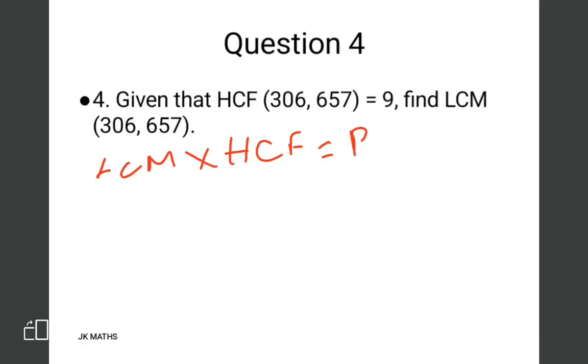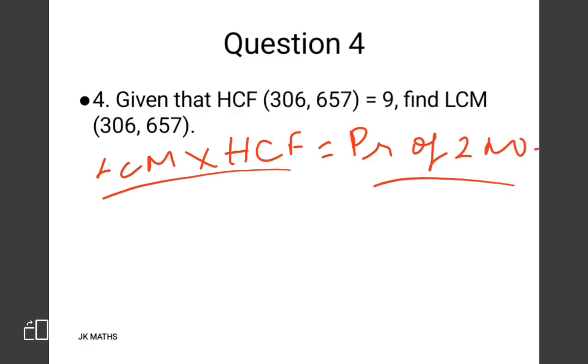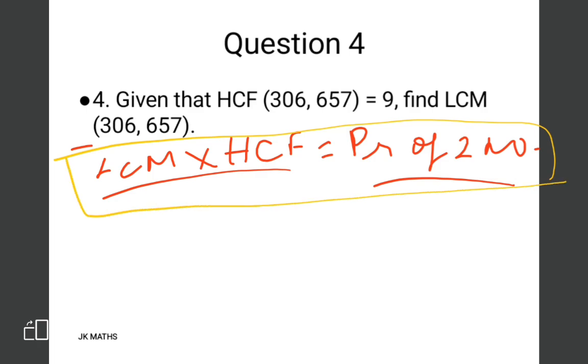LCM into HCF is equal to the product of two numbers. So this is the thing we have proven in the second sum. So this is the formula which we have to use for this sum. This is the big formula. Note it down. Here we have got only the HCF and two numbers, so let's apply the formula.